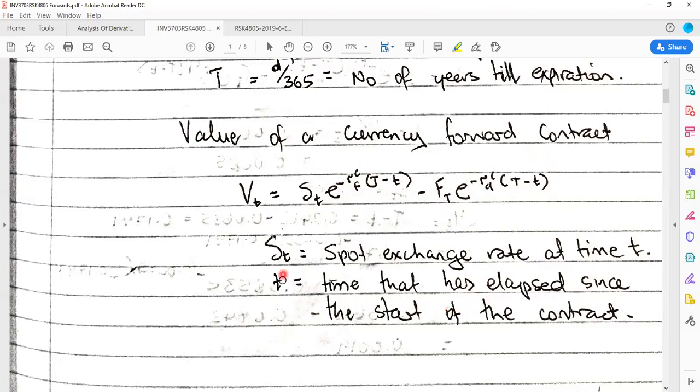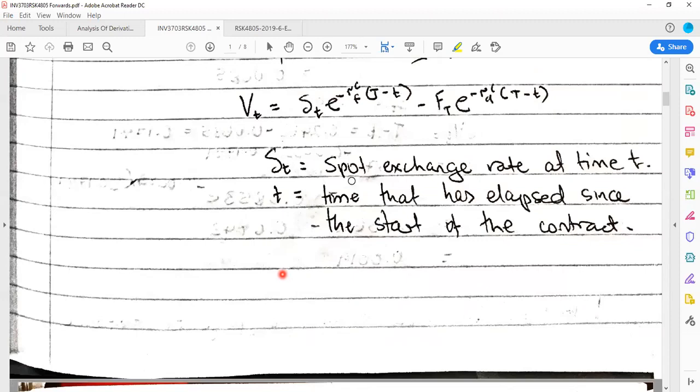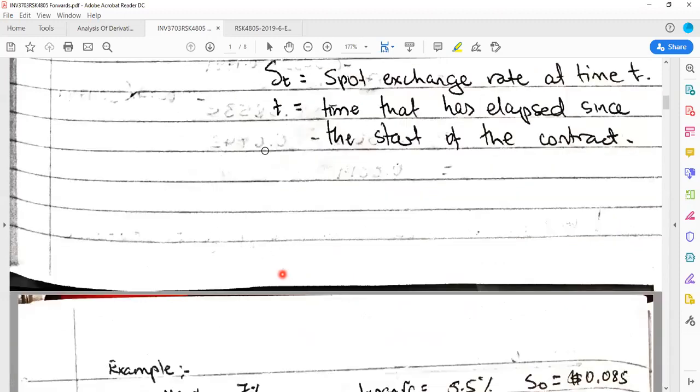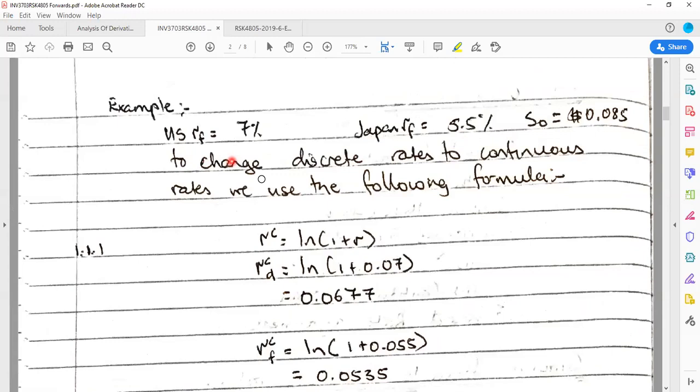Right. So I want us to look at this example right here. This example is from module RSK 4805, a past exam paper. Remember, INV3703 just looks at the first 5 chapters of this module, whereas RSK 4805 goes up to the end of the textbook.